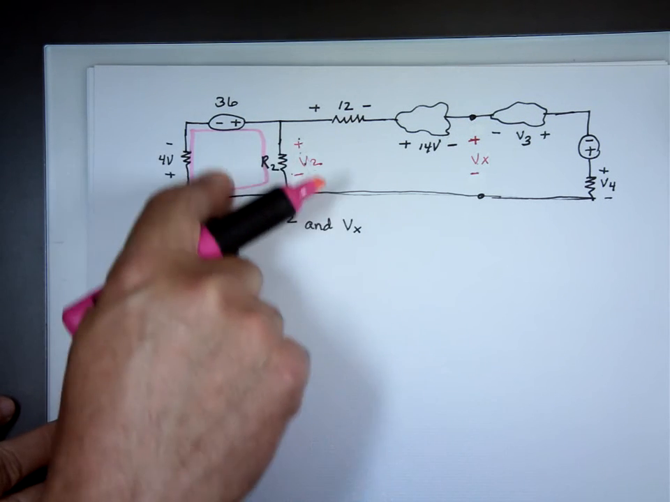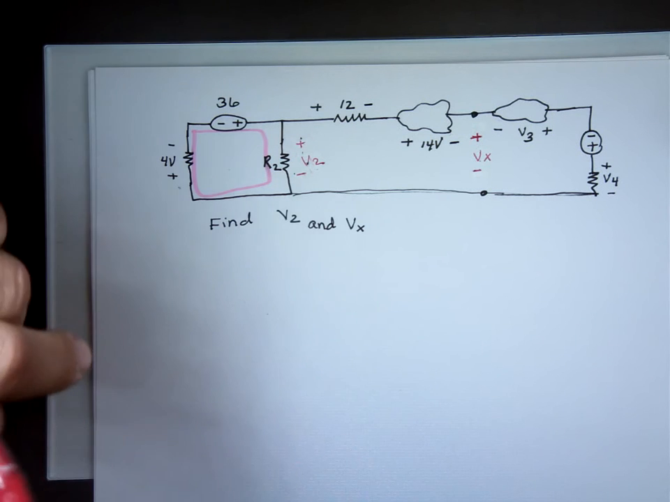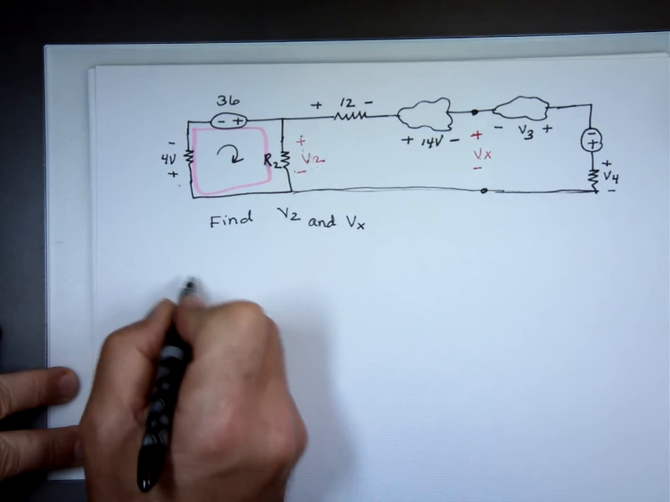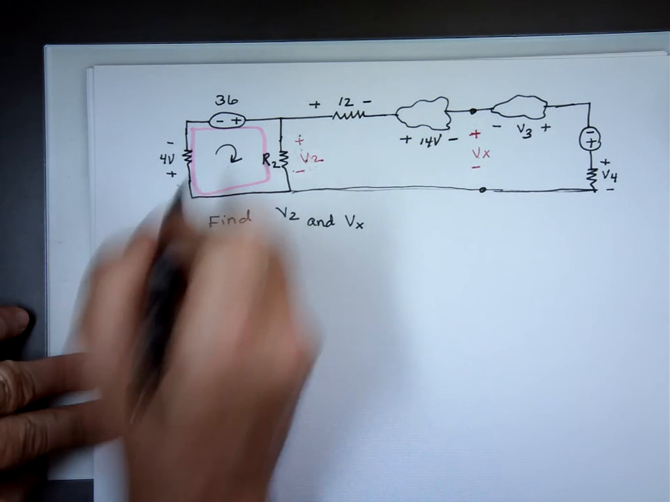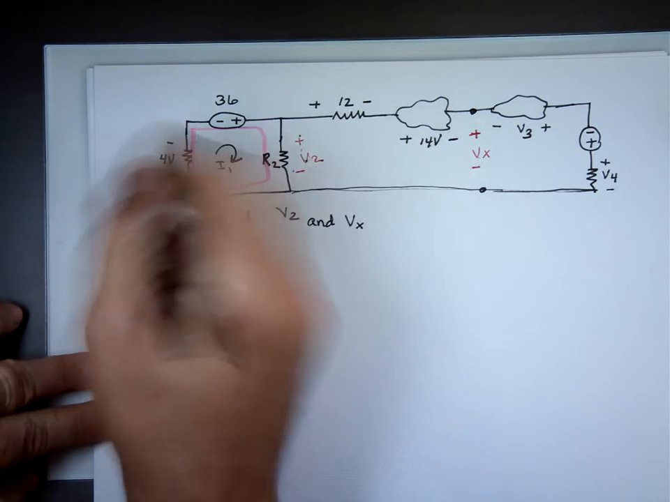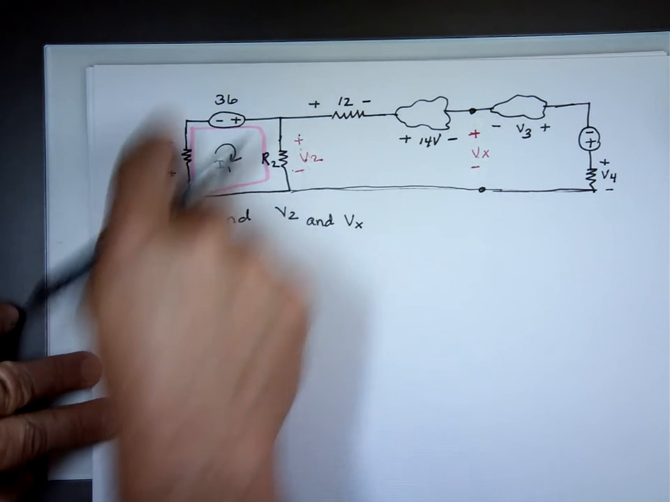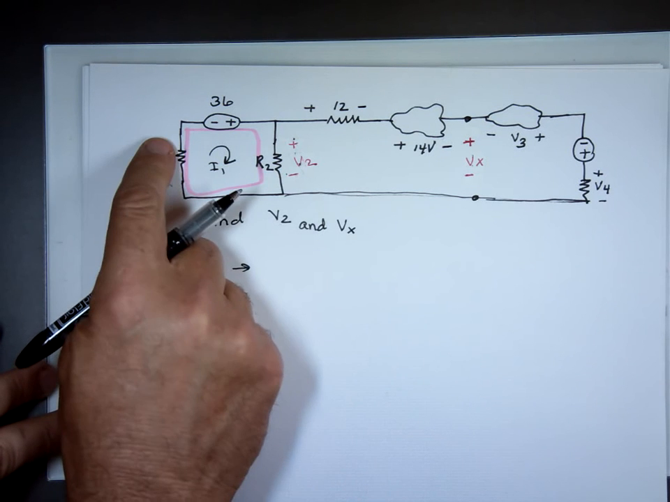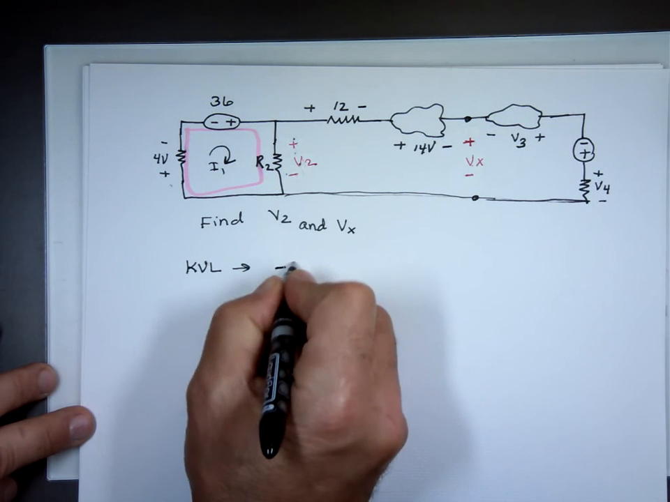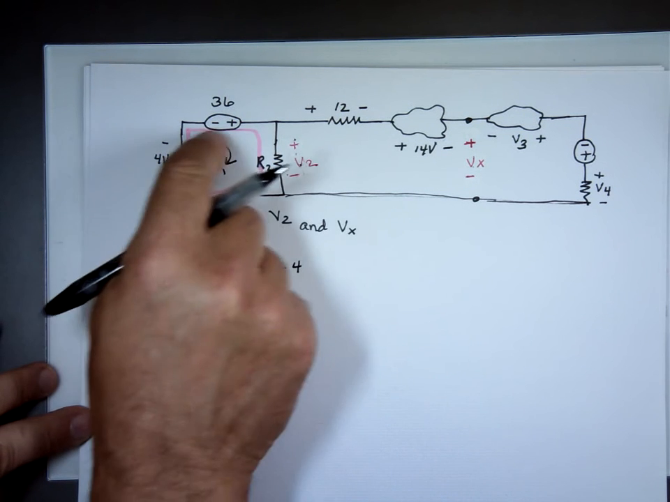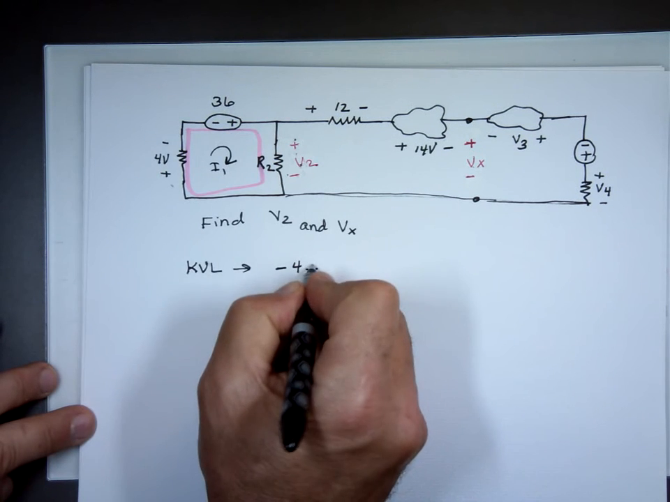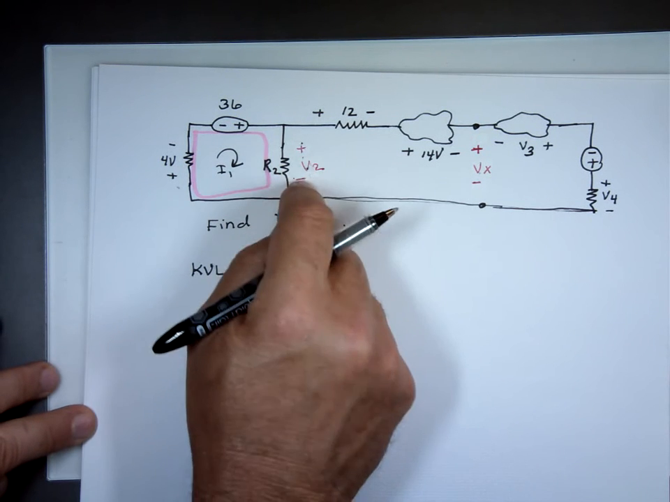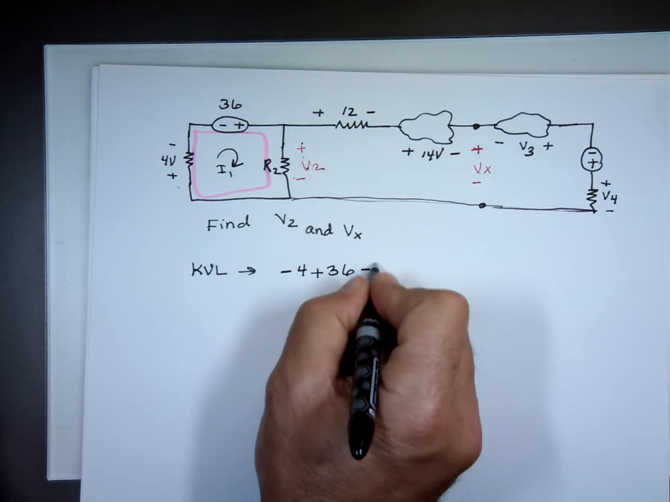So KVL says the sum of the voltages in a closed loop is 0. Let's say the current is going to be going this way. So KVL at loop 1, I1, that means loop 1. If I'm going this way, let me start with this one. I'm entering this plus to minus, that's a negative 4. Entering this minus to plus, that's plus 36. Entering this plus to minus, that's minus V2, is equal to 0.